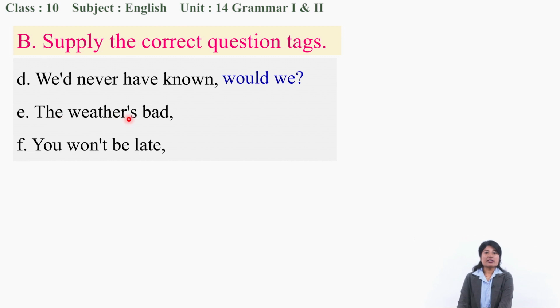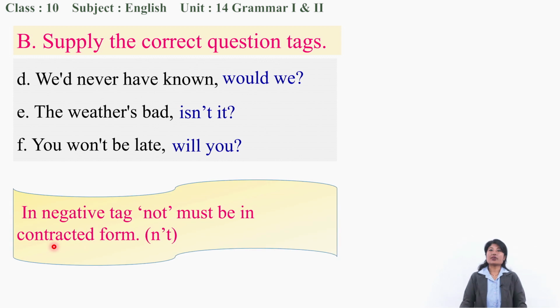E, the weather is bad. This apostrophe s means is. That's why our tag is isn't it. F, you won't be late. Won't means will not, right? So it would be will you. Will you. Okay, in a negative tag, not must be in contracted form.